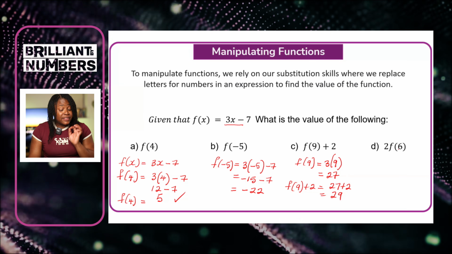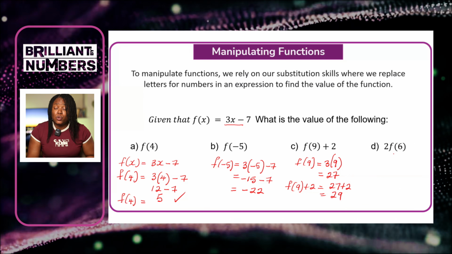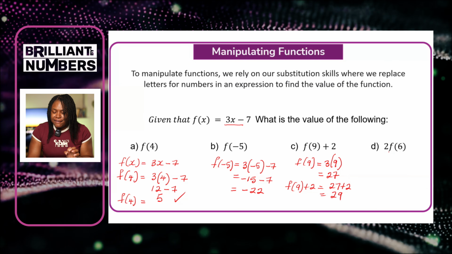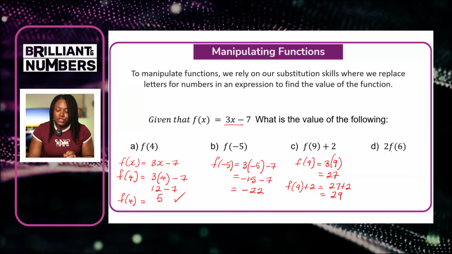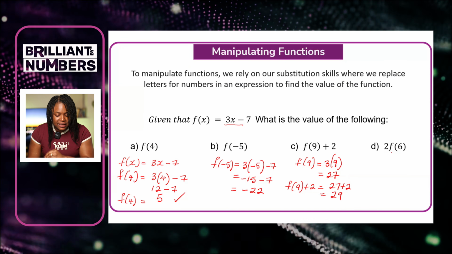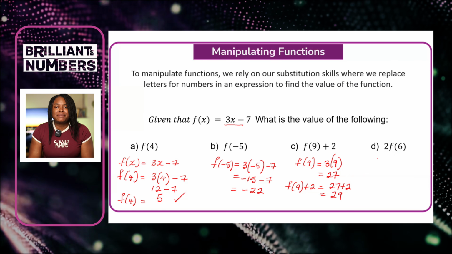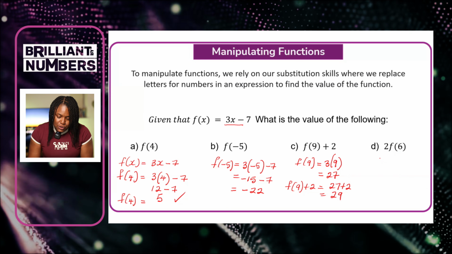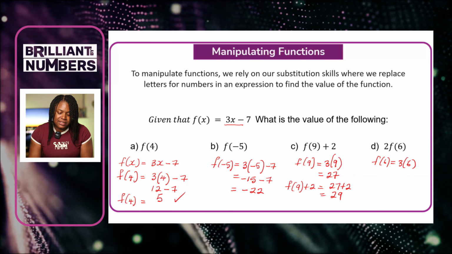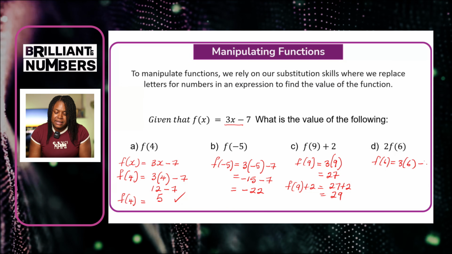And finally, this time we need to find 2f of 6. So what we're going to do is to break this down first of all. 2f of 6 means that we are doing 2 multiplied by whatever is f of 6. So we're going to find f of 6 first of all, and then we're going to multiply that by 2. So f of 6 is equal to 3 times 6. So we're substituting 6 for x, and then minus 7.